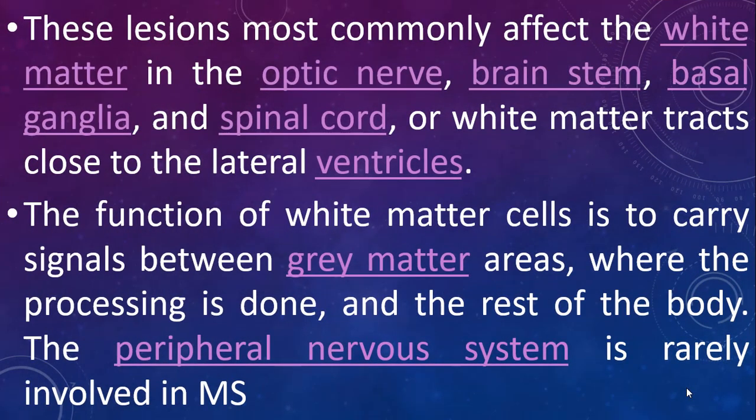These lesions most commonly affect the white matter in the optic nerve, brainstem, basal ganglia, and spinal cord, or white matter tracts close to the lateral ventricles. The function of white matter cells is to carry signals between gray matter areas where the processing is done and the rest of the body. The peripheral nervous system is rarely involved in MS.